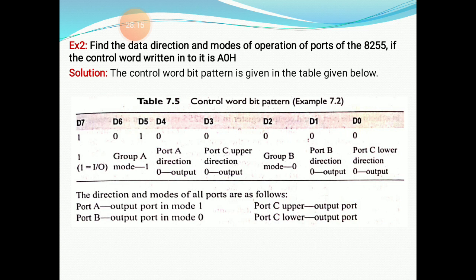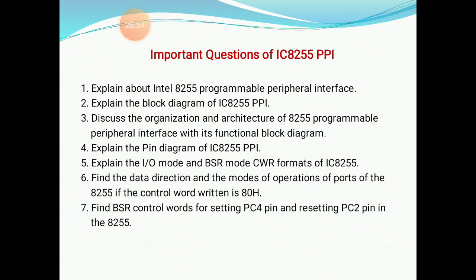From the table we conclude that the direction and modes of all ports are given, that is, port A is used as output port in mode 1, port B is used as output port in mode 0, port C upper is used as output port, and port C lower is used as output port. So these are some important questions belonging to this IC 8255.